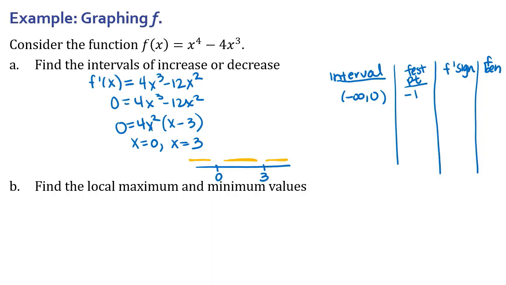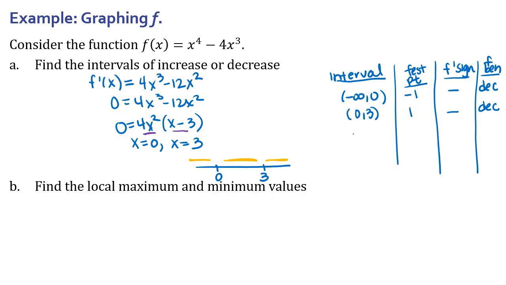When I substitute negative 1 into my first derivative, negative 1 squared is positive, and then negative 1 minus 3 is negative. A positive number times a negative number gives us a negative number, which means the behavior of the function is decreasing there. From 0 to 3, let's use the test point of 1. 4x squared, so 4 times 1 squared is a positive 4. 1 minus 3 is a negative 2, so a positive times a negative is also negative. So that's also decreasing there.